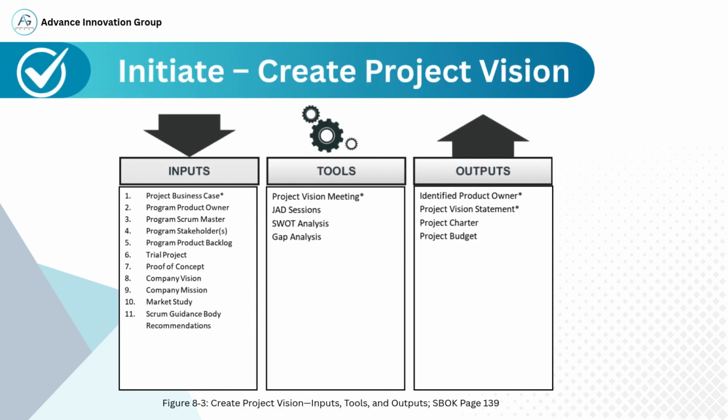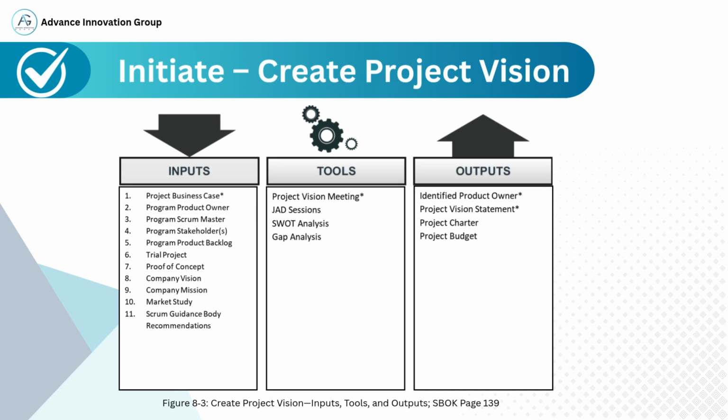In this step, we focus on establishing a strong and shared vision for the project. This is the first step in the initiate phase, and it lays the foundation for everything that follows in Scrum. The main goal here is to ensure that everyone understands why the project exists and what it aims to achieve.